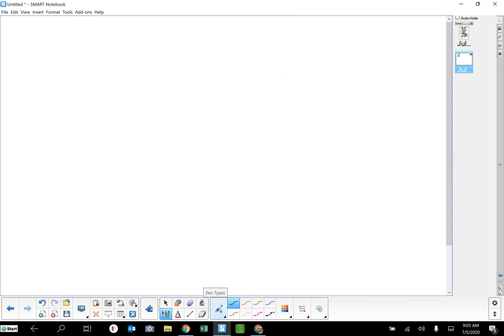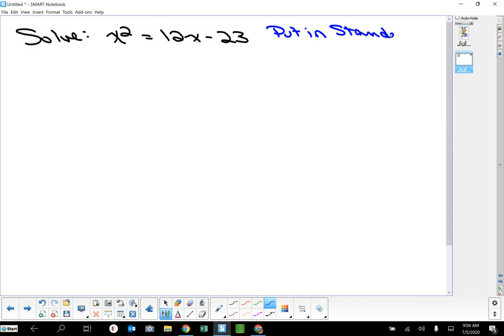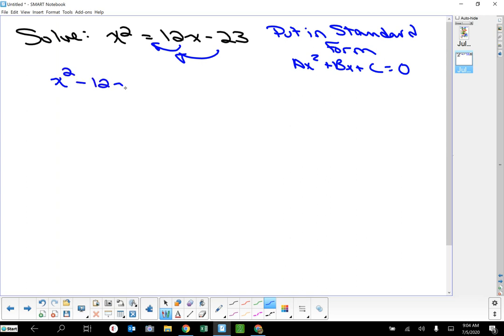All right, also in varsity, they don't always put these in ax squared plus bx plus c form. They look something like this. It'll say solve x squared equals 12x minus 23. Well, make sure that you put this in standard form before you do anything. Remember, standard form is ax squared plus bx plus c equals 0. So we got to move both of these terms to the other side by adding or subtracting, opposite of whatever they currently are. So we're going to get x squared minus 12x plus 23 equals 0.